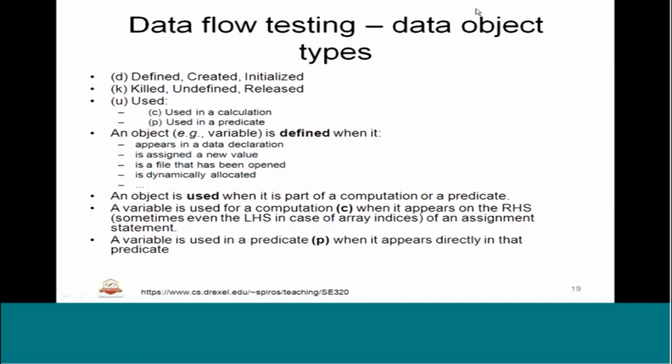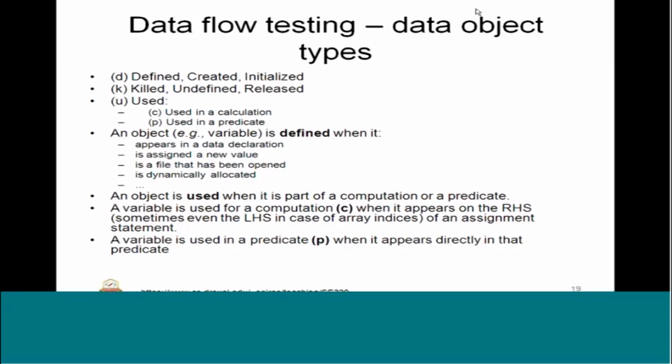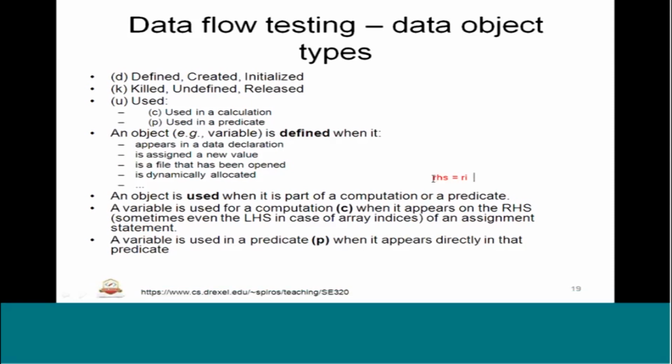Just write it down for your understanding. RHS is right hand side, LHS is left hand side. Accordingly the variables are computed. A variable is used in a predicate when it appears directly in that predicate. That means a variable can be used as a predicate by itself.